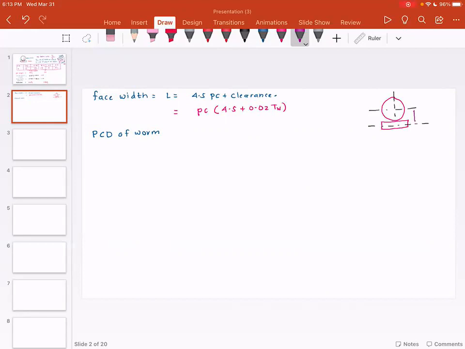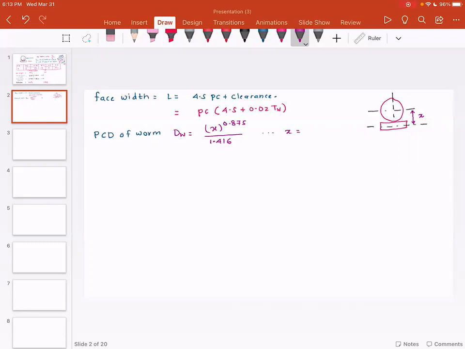So this is X. So PCD of worm, DW, is equal to X to the power 0.875 divided by 1.416. And it is important to note the value of X, which is the center distance, should be in millimeter. So many a times you will have the center distance as one of the constraints, because worm and worm wheel need to fit in a particular configuration, you don't have a lot of space available, and because of the space constraints, the center distance is given to us.